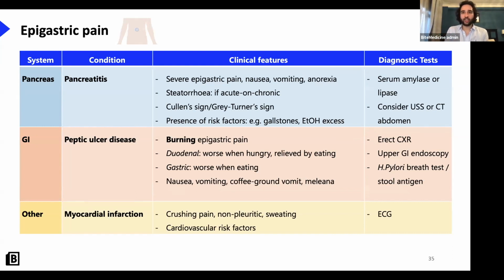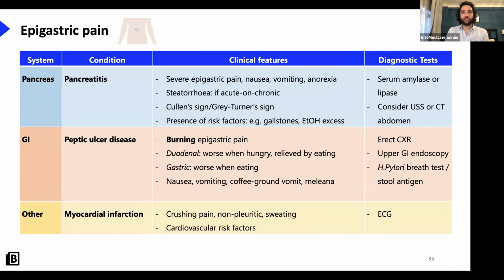Patients are going to need upper GI endoscopy. And then if we're thinking about more stable patients as well, we can do breath tests, stool antigen, but often you can test for H. pylori during the endoscopy as well. But once again, think about other medical causes like myocardial infarction, which is really important and can present atypically.